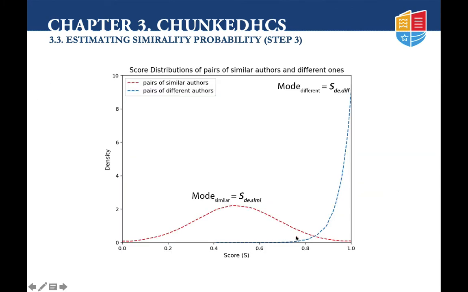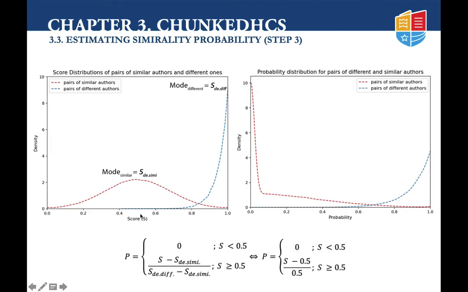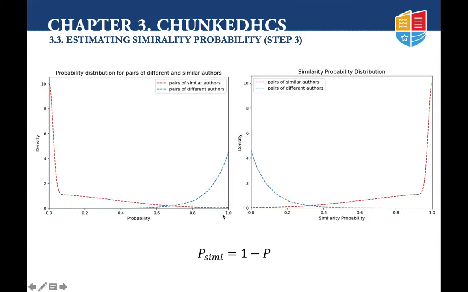Now we have the score S distribution for pairs of similar authors and pairs of different authors. The mode of the score distribution for pairs of different authors, in blue here, is going to be 1, and the mode for the similar ones is going to be 0.5. This is the key assumption of the ChunkedHCs algorithm. There is no assumption about the variability, just the mode only. Then the score S is converted into a probability, and then into a similarity probability.